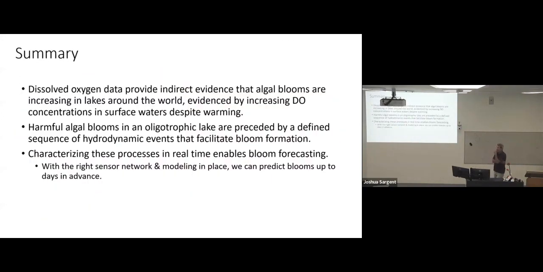To summarize the section on harmful algal blooms, dissolved oxygen data provide indirect evidence that algal blooms are increasing in lakes around the world, evidenced by increasing DO concentrations in surface waters despite reductions in solubility. Harmful algal blooms in our lakes, at least in an oligotrophic lake, are preceded by a defined sequence of hydrodynamic events that we think facilitate bloom formation. Characterizing these processes in real time is now enabling us to better forecast blooms, and with the right sensor network and modeling in place, we can predict blooms up to days, perhaps weeks in advance.